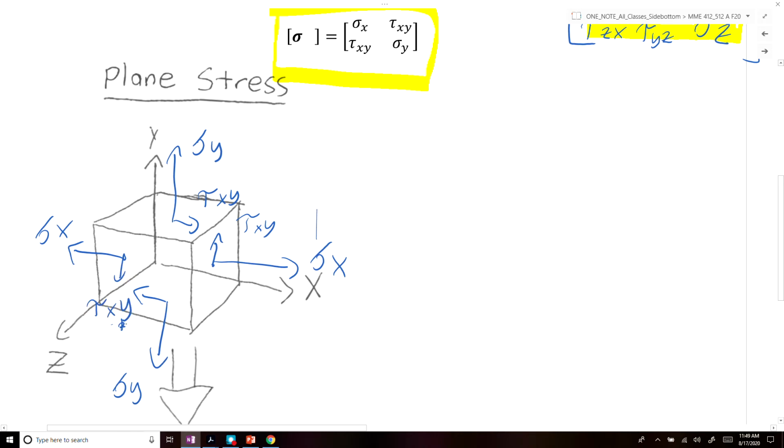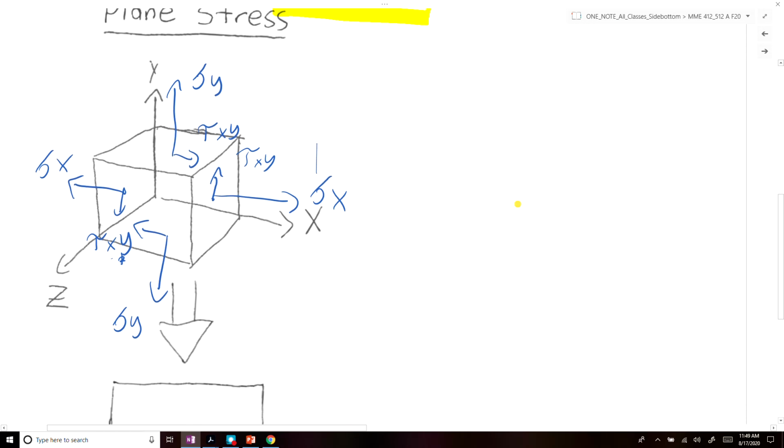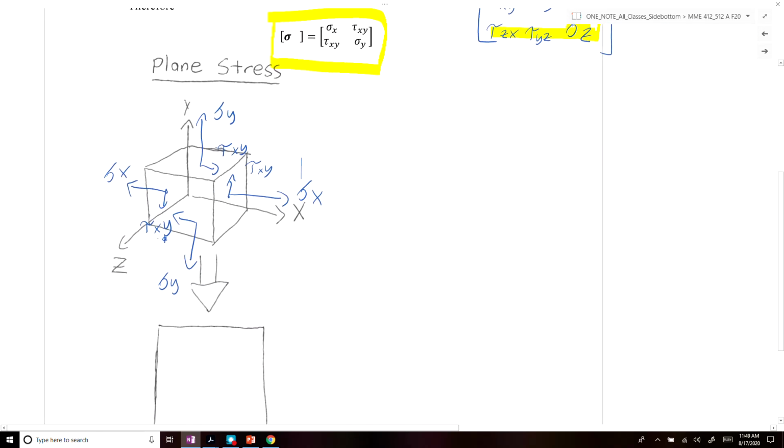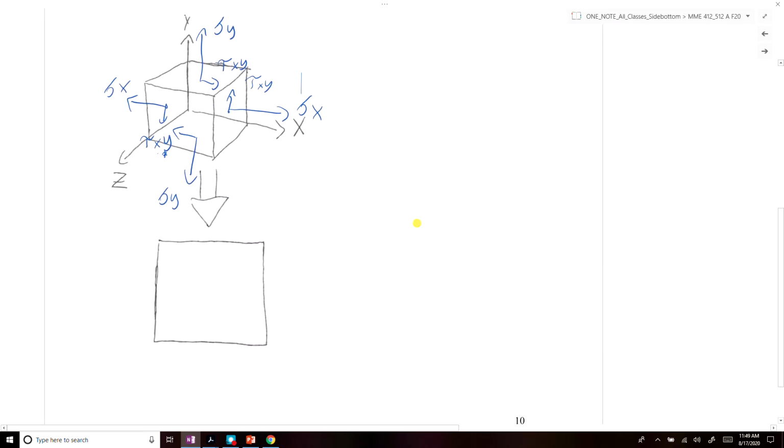All right. So what this ends up looking like is oftentimes instead of drawing out the full stress element, you draw something that looks like just a square. All right. Well, we'll just draw out our shear stress, tau xy, and then our normal stresses, sigma x and sigma y.